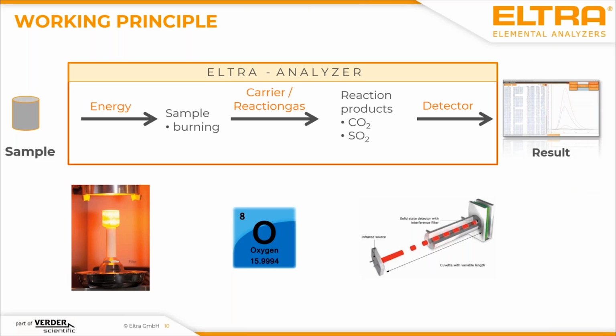The principle of an elemental analyzer is quite easy. So what we do is we have the sample. We put the sample in the crucible, which is a ceramic crucible. It is only one-time use, so you throw it away afterwards. And then you heat the crucible up in the furnace.